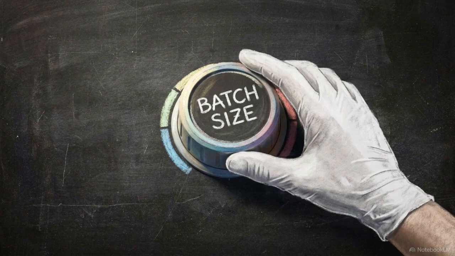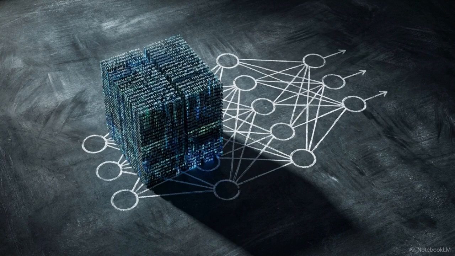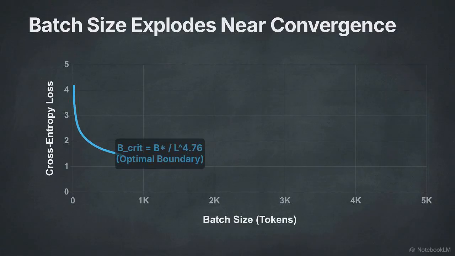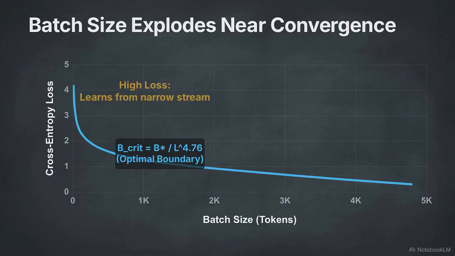Engineers manage training time by adjusting the batch size, but the critical batch size is a dynamic limit. It dictates how much parallel data a model can efficiently absorb at its current stage of learning. Critical batch size is determined entirely by the model's current loss. Charting this reveals that the exponent of 4.76 creates a steep exponential outward flare on the horizontal axis as the loss drops.